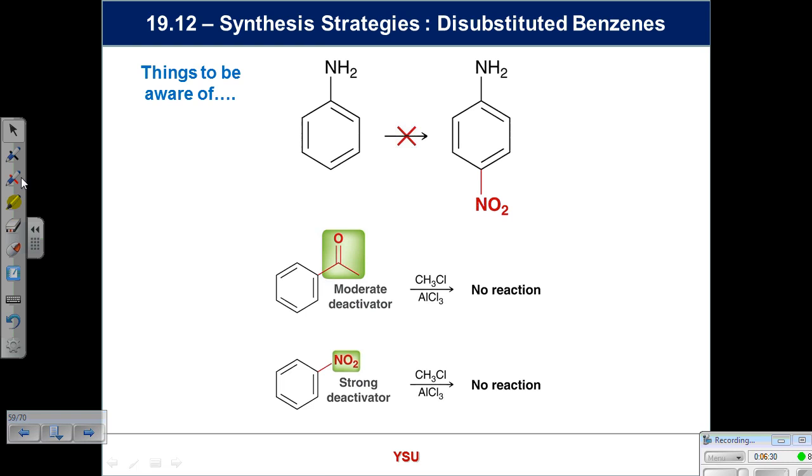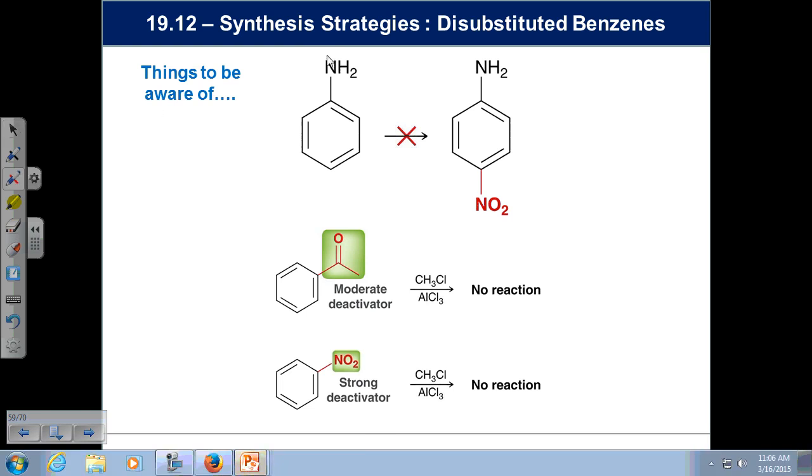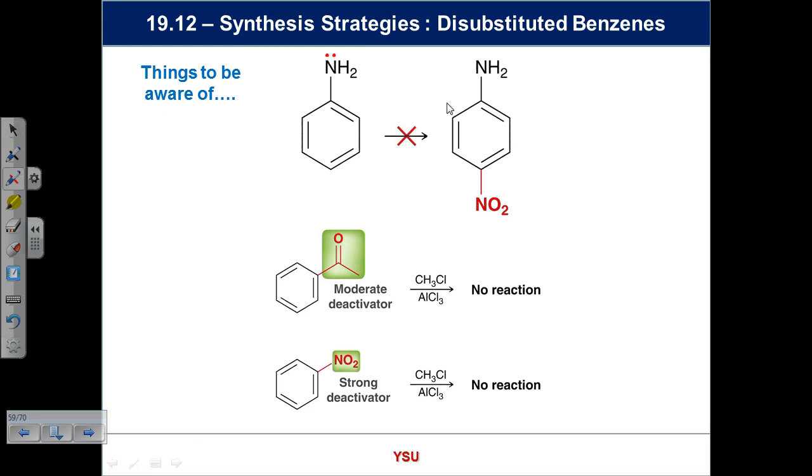Any ideas why this type of molecule is not going to give us what we're looking for when we mix it with nitric acid, sulfuric acid? What's the hint there with the lone pair? It's a base, right? So if you were to put that molecule in the presence of an acid, it would react as a base, and you'd protonate that thing, and all of a sudden its directing effect is lost.